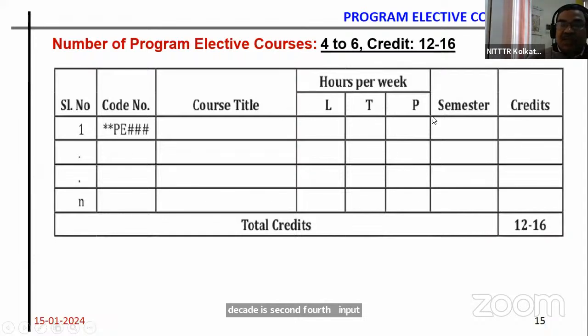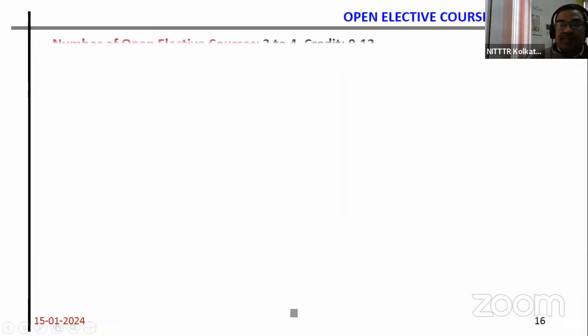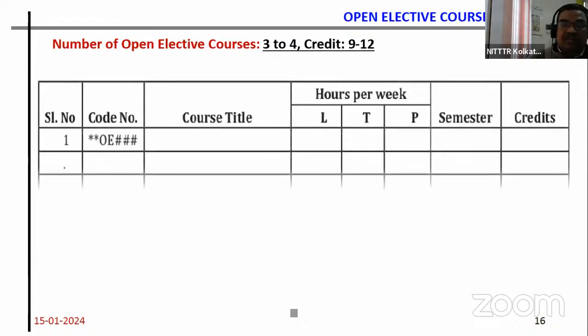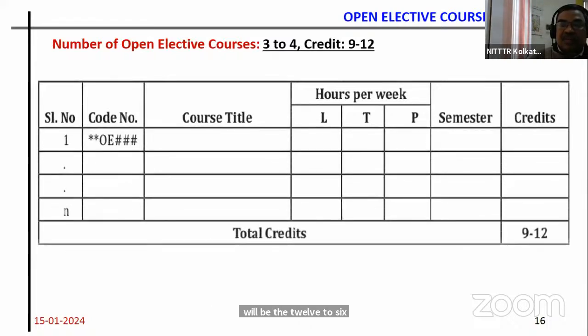Elective courses are to be covered at most in the fifth and sixth semesters. Total credit will be 12 to 16, and the total number of courses will be 4 to 6. Similarly, there should be open elective courses. Total number should be 3 to 4, and total credit would be 9 to 12.